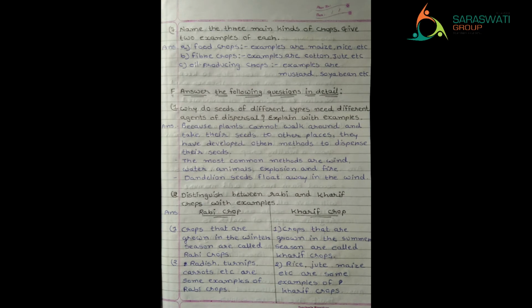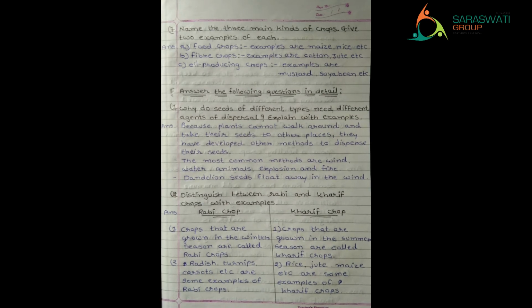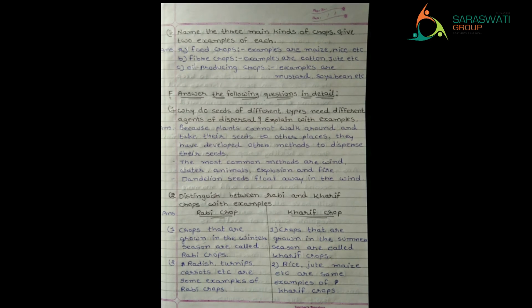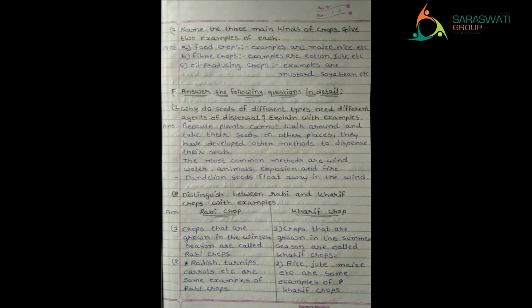Now kids, as you are grown up, तो आपको बड़े बड़े question answers भी आएंगे, right? So the F section of this chapter is about question answer in a detail, right? Read the first question. Why do seeds of different types need different agents of dispersal? Explain with example. That means the question is asking કે સીડને શું કામ ડિસ્પર્સ થવું જ પડે, ન થાય તો ન ચાલે, right? So we have to give example.